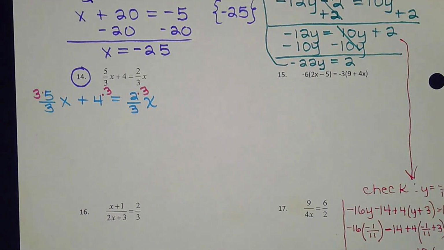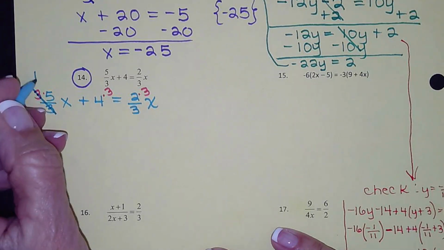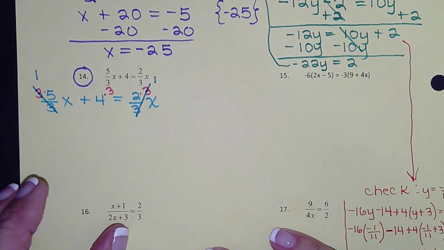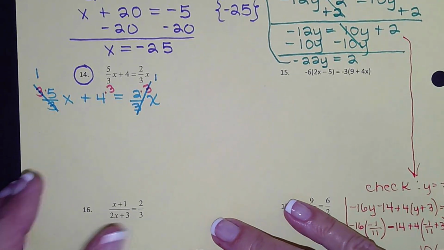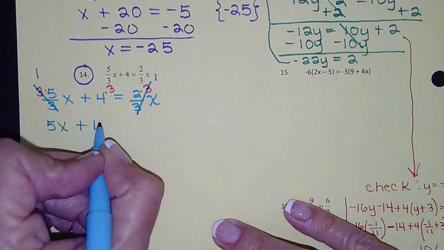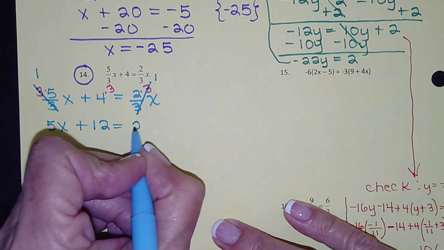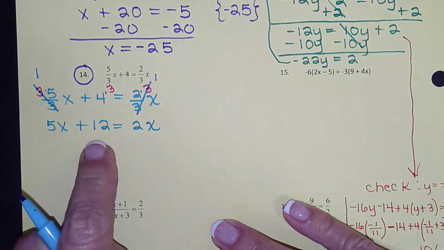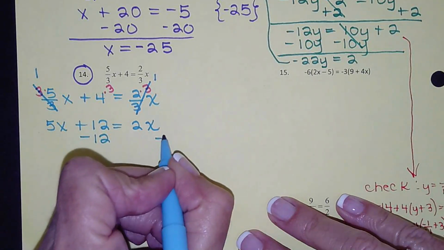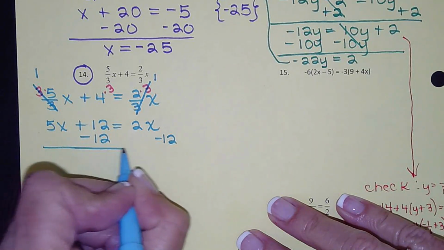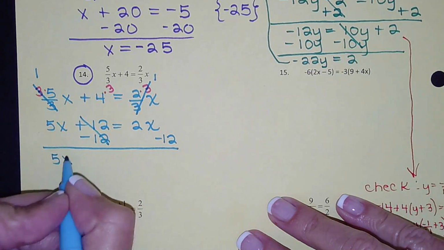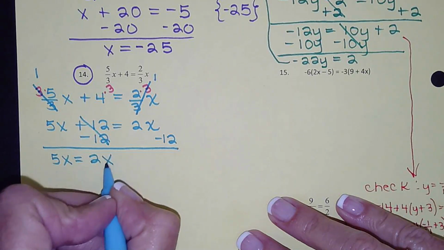And then the first 2 immediately cancel. This one cancels, and this one cancels. So our next step is fraction free, my favorite. So 5x plus 12 equals 2x. And once again, we have that x over there, so let's go ahead and move our 12 over first, so we don't have a blank there. And that leaves us with 5x equals 2x minus 12.